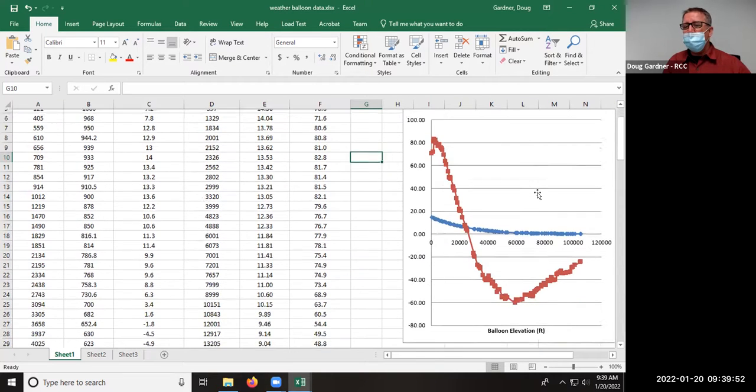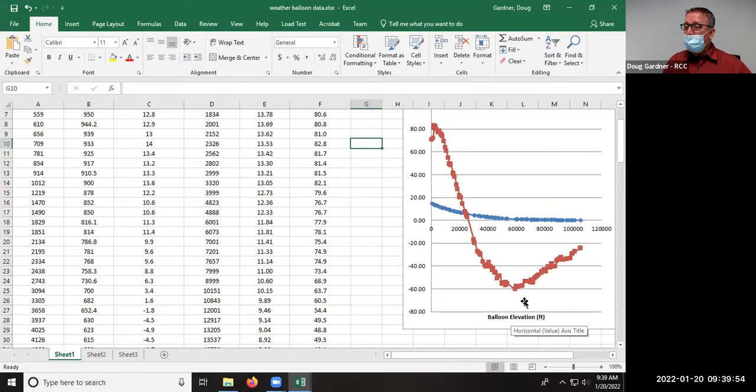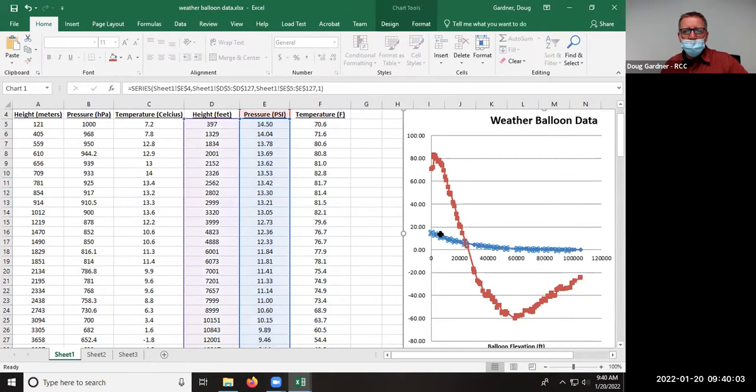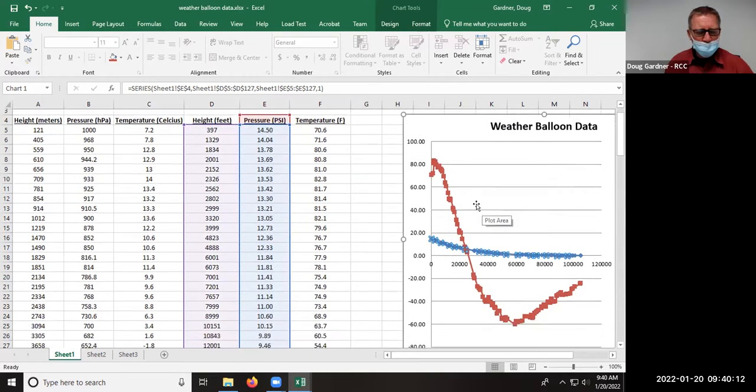Like I said, weather balloon data. And then down here, I said balloon elevation in feet. So at least you know what those are, but notice you don't know. Is that pressures, temperatures? You don't actually know what that is. So what is that? I'm going to click on this to see because I actually don't remember. Oh, it's pressure. As height goes up, the pressure goes down, down, down, down, down. So that's kind of cool.